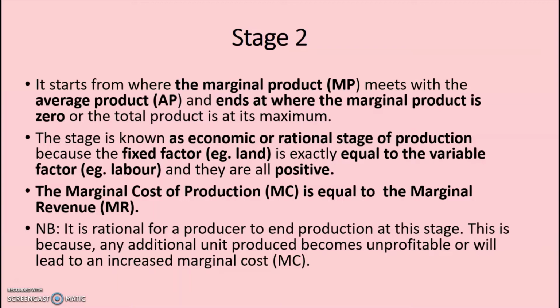Now, let's note something here. It is rational for a producer to end production at this stage. This is because any additional unit produced becomes unprofitable or will lead to an increase in marginal cost. Now let's go back to the diagram.